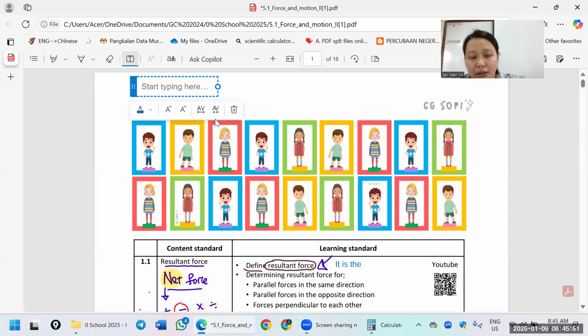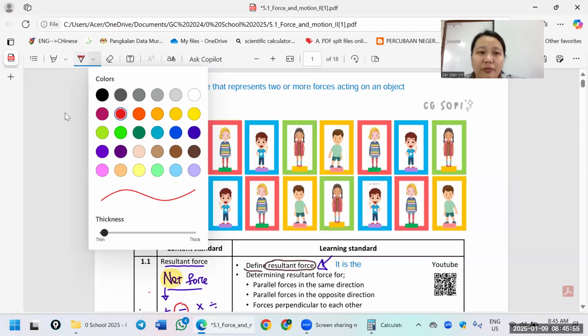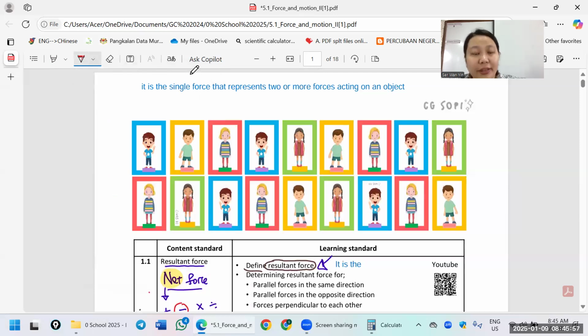Okay, you just telling the keywords is not enough. Like this is one of the sentences from your friend. Right? So let's check what it is, okay, if I get 1 mark. First, it is a single force, correct? Represents two or more forces acting on the object. Okay, one thing is missing. So can anyone tell what is missing in the sentence?